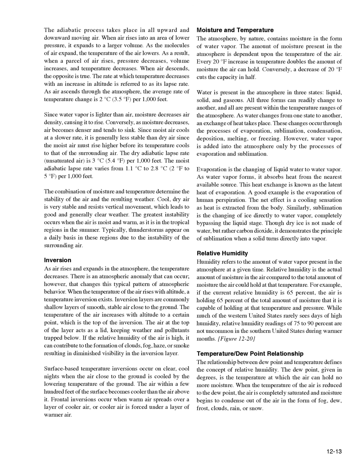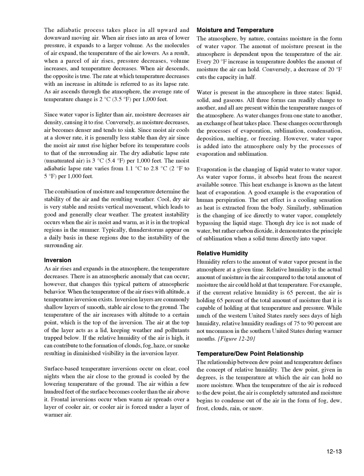Inversion layers are commonly shallow layers of smooth, stable air close to the ground. The temperature of the air increases with altitude to a certain point, which is the top of the inversion. The air at the top of the layer acts as a lid, keeping weather and pollutants trapped below. If the relative humidity of the air is high, it can contribute to the formation of clouds, fog, haze, or smoke, resulting in diminished visibility in the inversion layer.